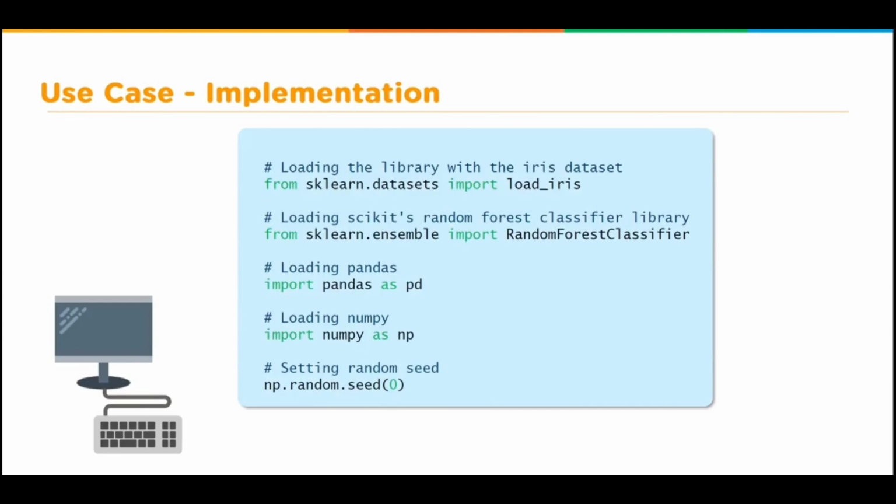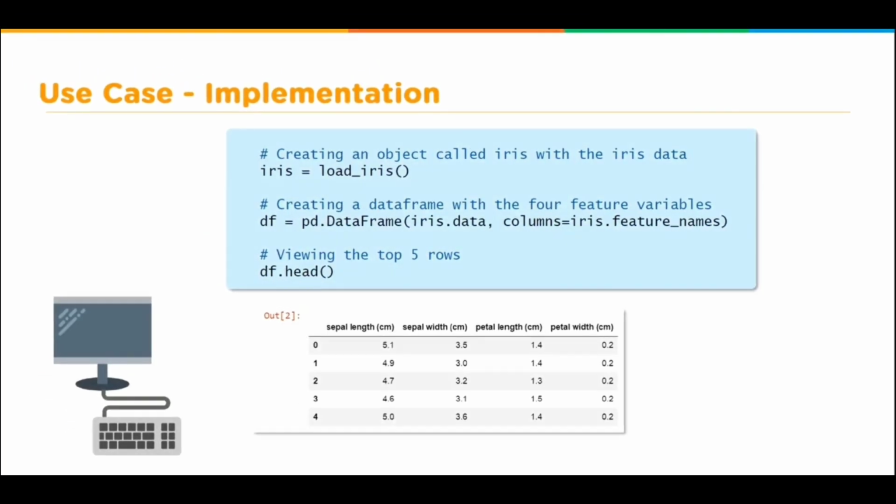Setting random seed: np.random.seed(0). Creating an object called iris with the iris data. iris = load_iris(). Creating a data frame with the 4 feature variables. df = pd.DataFrame(iris.data, columns=iris.feature_names). Viewing the top 5 rows, df.head(). So we will get the top 5 rows of the dataset.